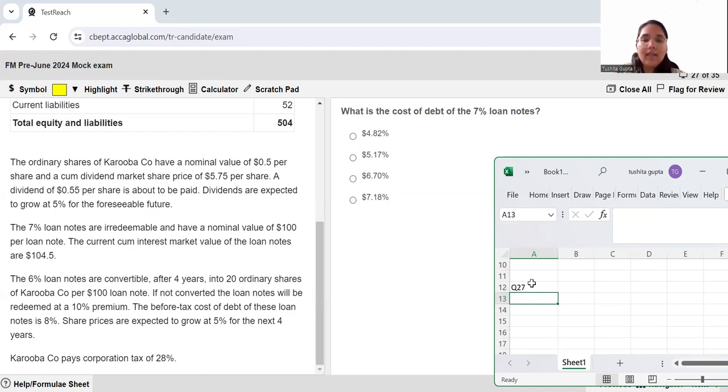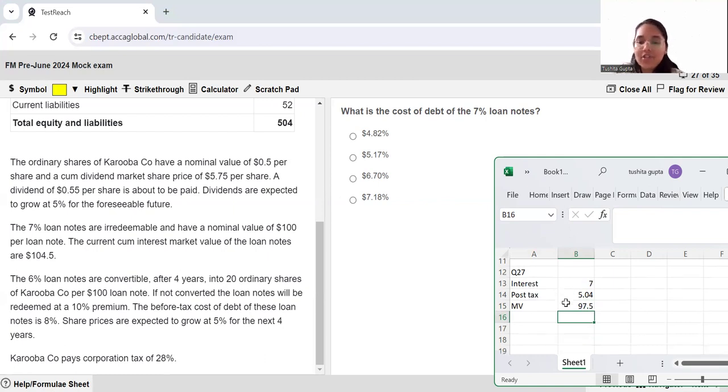So firstly, I need to find out my interest. Interest is nothing but the 7% of the nominal value, which is 100. So 7% of 100 gives you $7 as the interest. Now to convert it to post-tax, your post-tax interest is nothing but this figure multiplied by 1 minus tax rate. Tax rate is given as 28%. So with this, you have your post-tax interest also worked out. Now let us find out the market value. So market value of my loan note is nothing but 104.5 minus the interest, which is just about to be paid, of 7. So 97.5 essentially is my ex-interest market value.